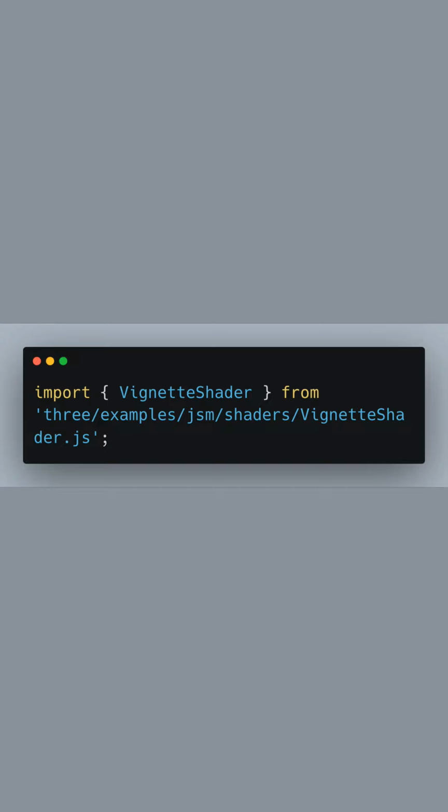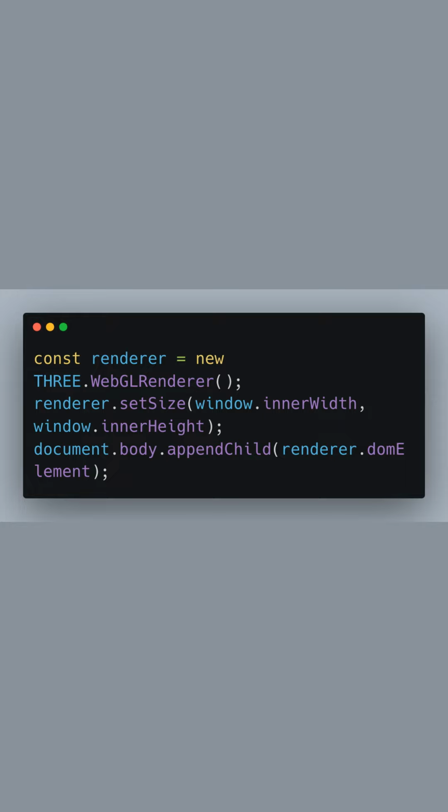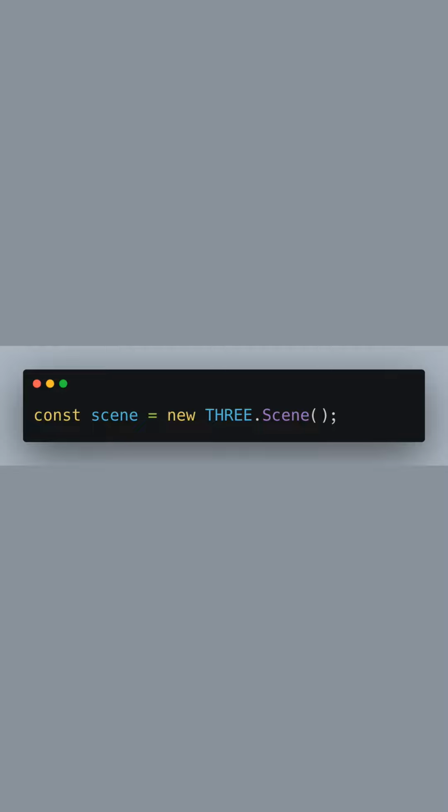We also import Vignette Shader from Three.js's shader library. This shader creates a vignette effect, darkening the edges of the frame to draw attention to the center. We create a new WebGL renderer, which allows Three.js to draw our scene using the power of WebGL. We then set its size to fill the window and append the renderer's canvas element to the body of the HTML document. A scene in Three.js is like a container that holds all of our 3D objects, lights, and cameras. We create a new instance of it here.